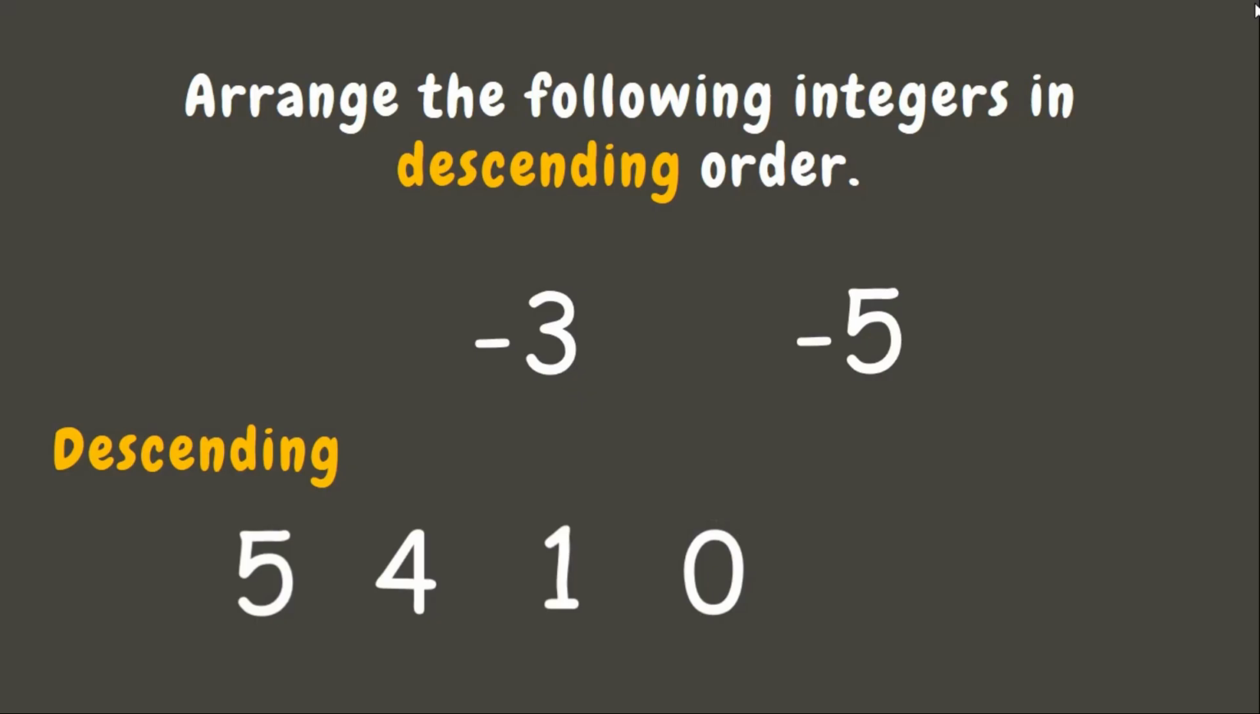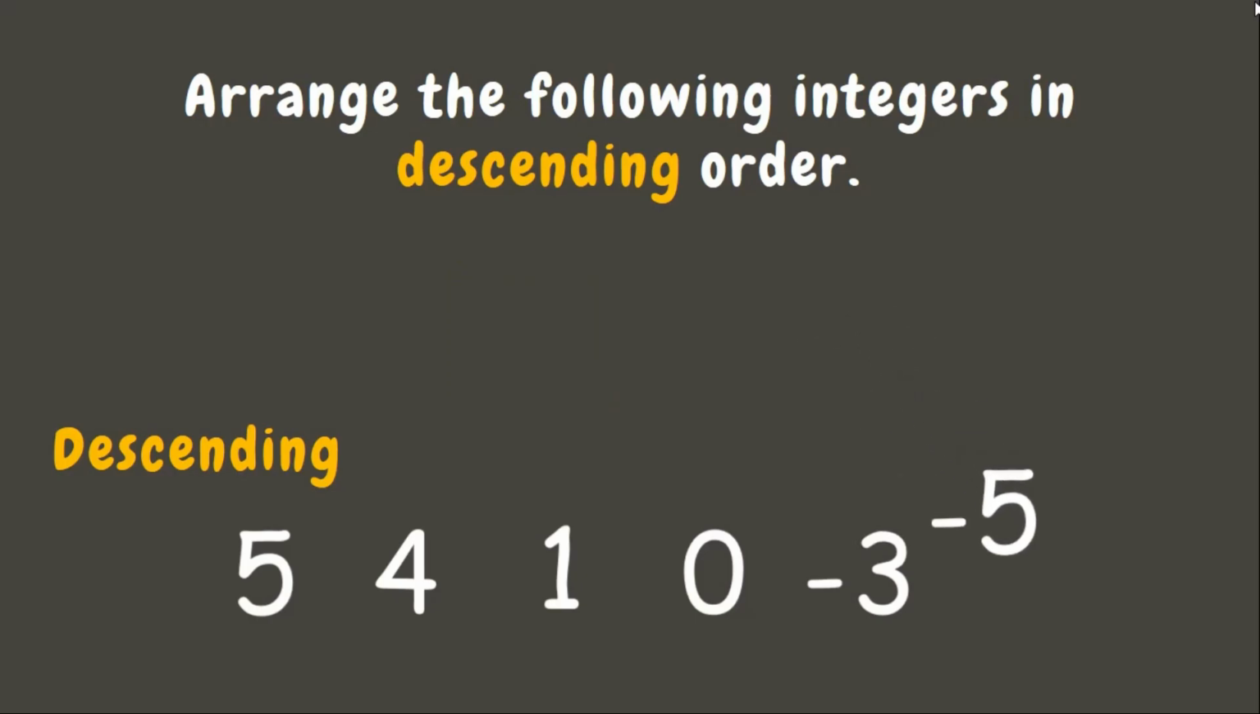Lastly, we have negative integers left. And again, we all know that the bigger the number, the smaller it is. Therefore, the larger number between negative 3 and negative 5 is negative 3. Very good! And finally, the smallest number here is negative 5. Now we have positive 5, positive 4, positive 1, 0, negative 3, and negative 5. They are arranged from largest to smallest. Awesome job!